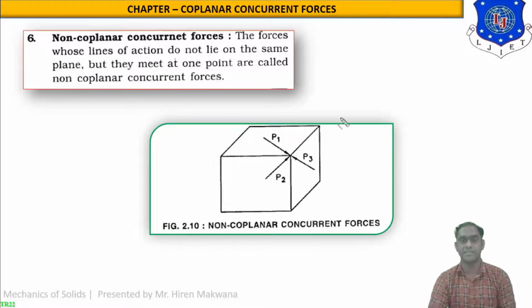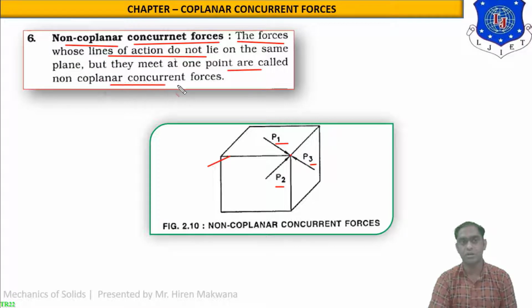Now this is system number 6. Here you can see there is a cube, and at the corner of the cube from three different planes, three forces are coming. First one is P1, second one is P2 and third one is P3. So three forces are coming from different planes, but they are concurrent at the corner of the block. So they are known as non-coplanar concurrent forces. So the forces whose lines of action do not lie on the same plane, but they meet at one point are called non-coplanar concurrent forces. So this is very clear from the figure itself.